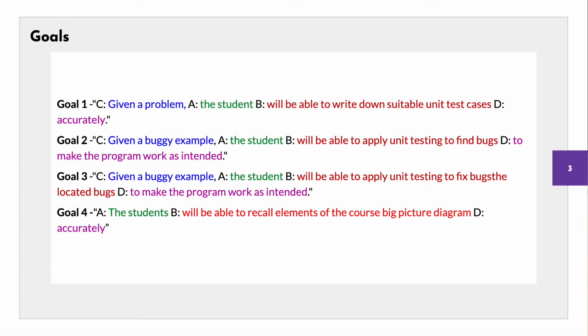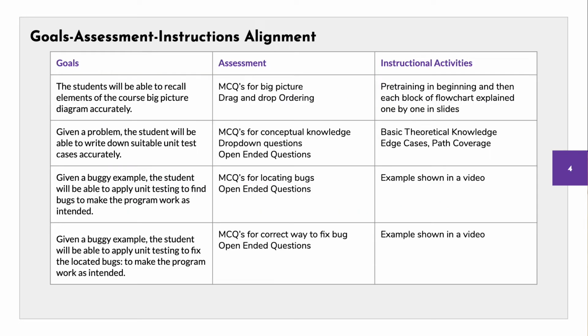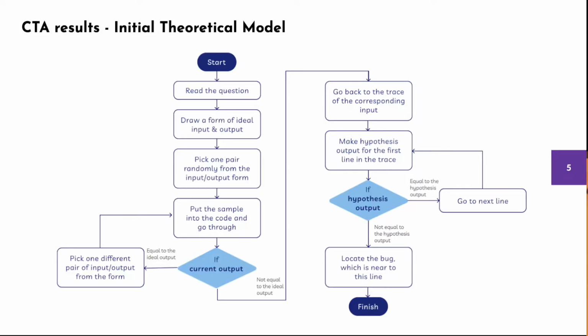These are our four goals. We built our goals based on Bloom's taxonomy and ABCD method. Guided by the big picture of backward design process, we built our instructions and assessment activities based on the goals. As you can see in the alignment form, each goal is targeted by three formative assessments and has some instructional actions related to it.